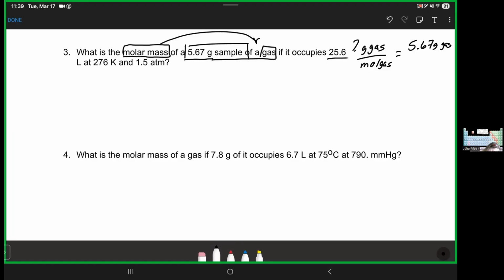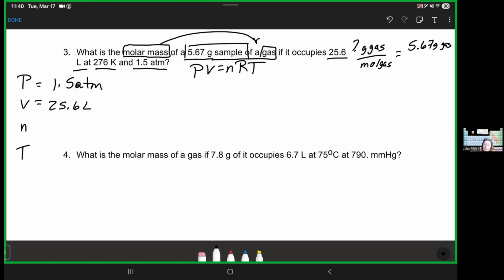Okay, so I've been given a volume, a temperature, and a pressure. One of everything. I haven't been given two of anything. So P, V, N, T, because we're using PV equals nRT. My pressure they gave us was 1.5 atm, and we're in the correct unit. We need to be in atm. My volume was the 25.6 liters, which we need to be in liters. That is correct. My temperature was the 276 K. We're already in the correct unit. We don't need to convert. N is the only thing we don't know, so we must be solving the gas law for N.